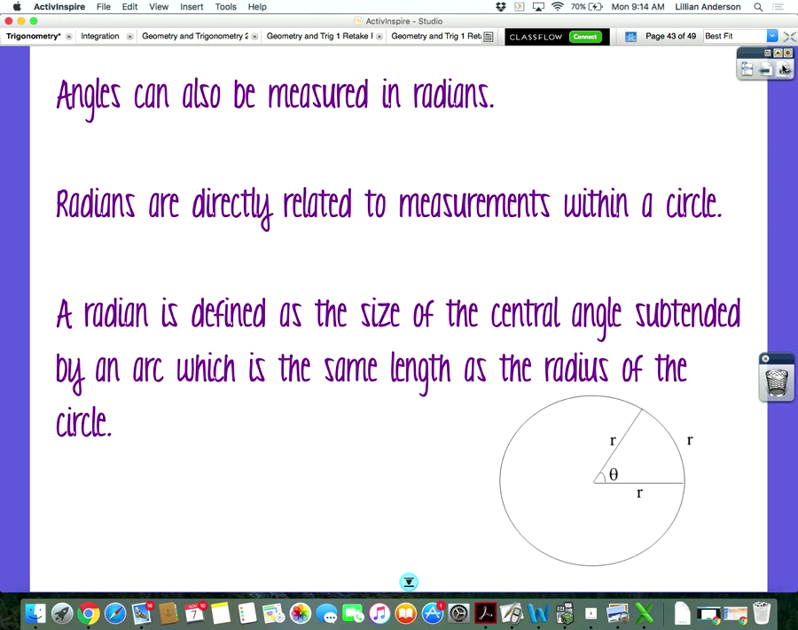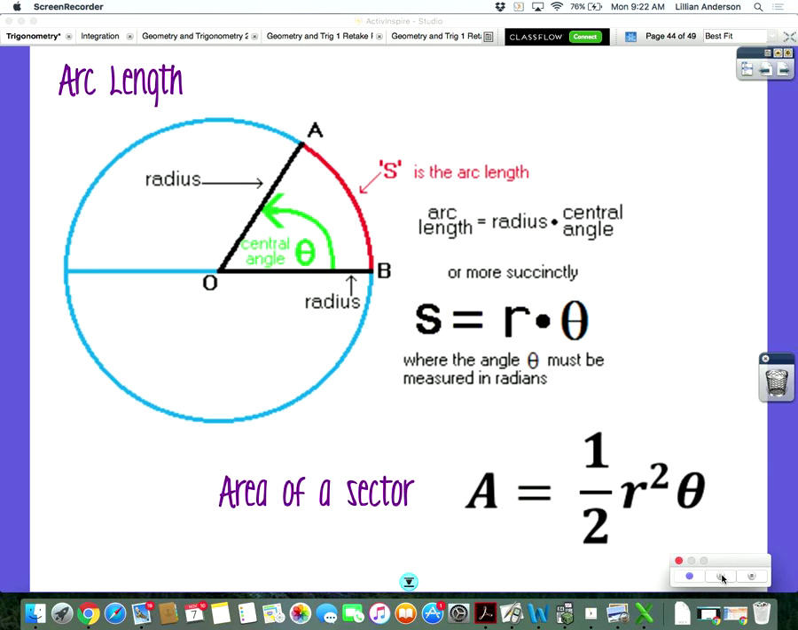So this picture gives you that visual. You have a central angle, where the vertex is in the center. When it hits your circle, that arc is the same length as the radius. And the measure of that central angle is the measure of the arc. Alright, so arc length is one of the things where radian is actually used over degree.